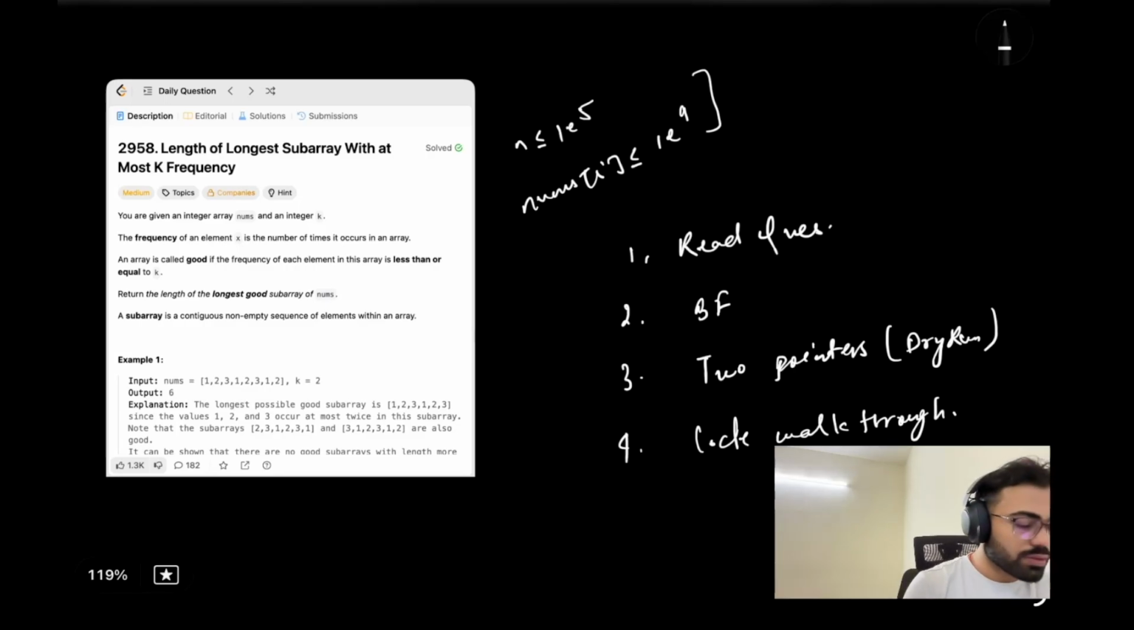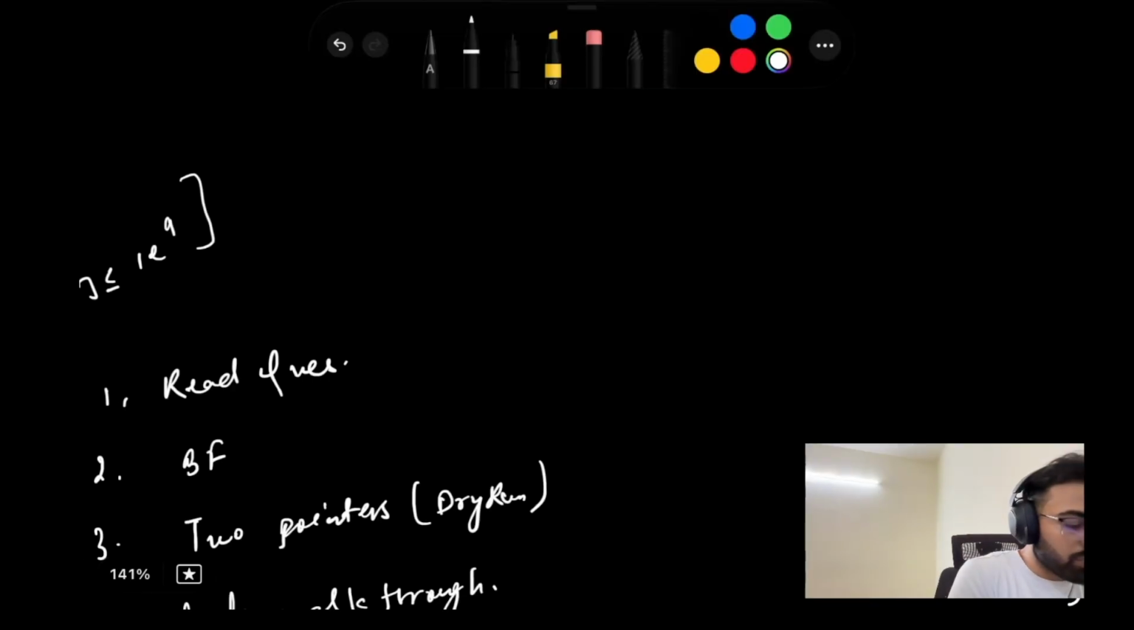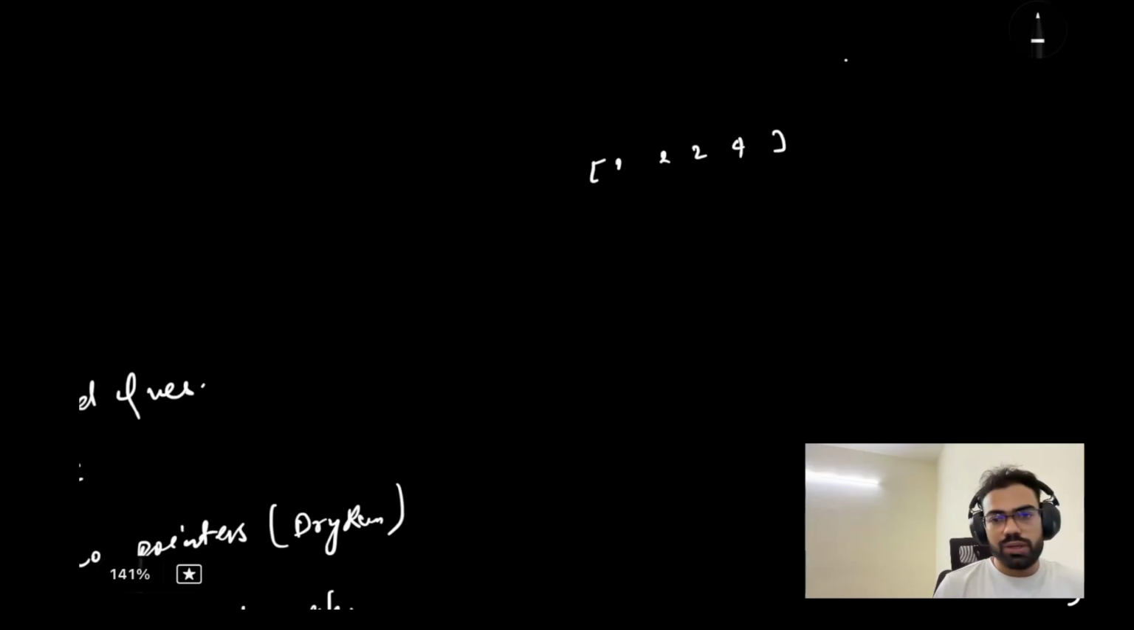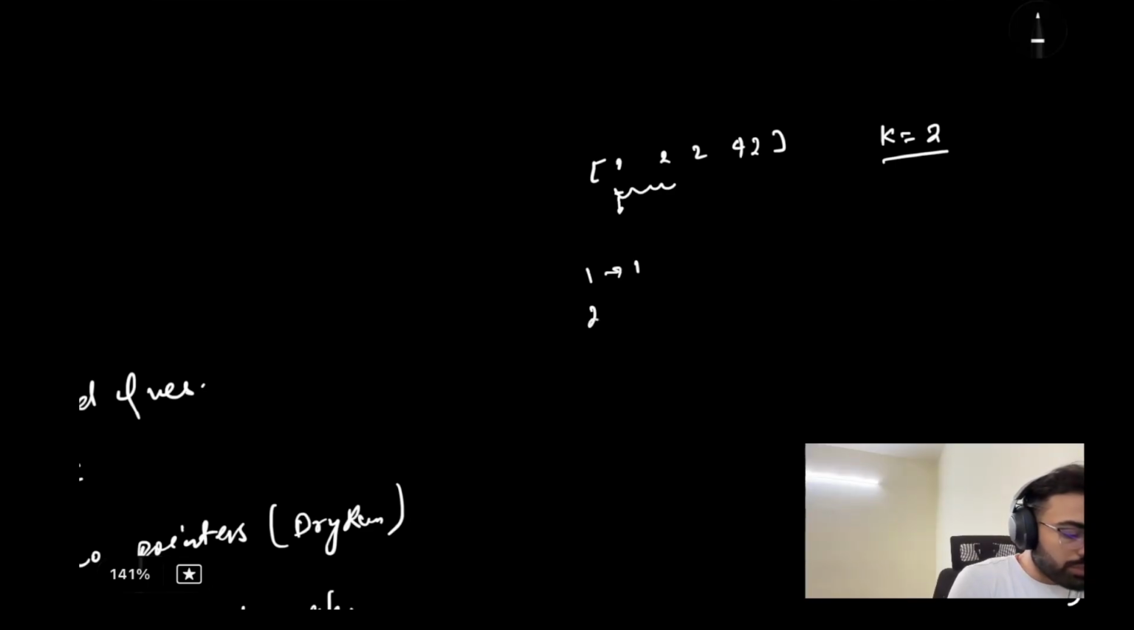So that means, say we are given 1, 2, 2, 4, and k equals 2. We have to give the length of the longest subarray such that the frequency of each element is less than or equal to 2. So consider this subarray: 1 has a frequency of 1. If I consider this one, both 1 and 2 have a frequency of 1. If I consider this, 2 has a frequency of 2 now. It's still within the limit.